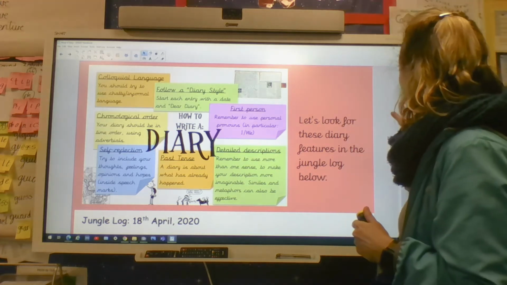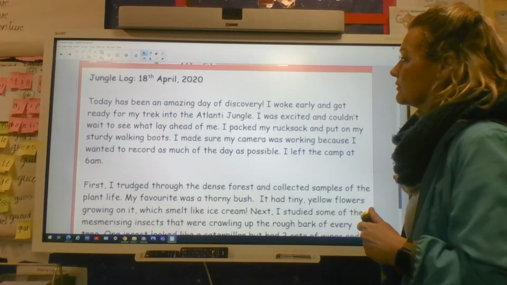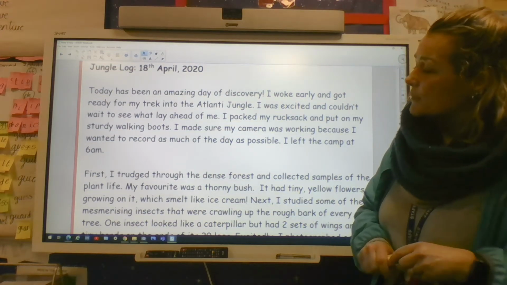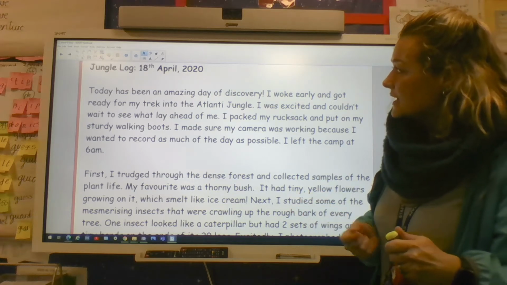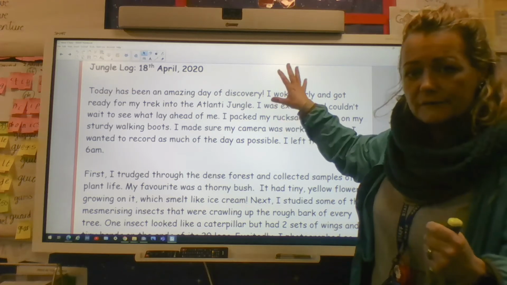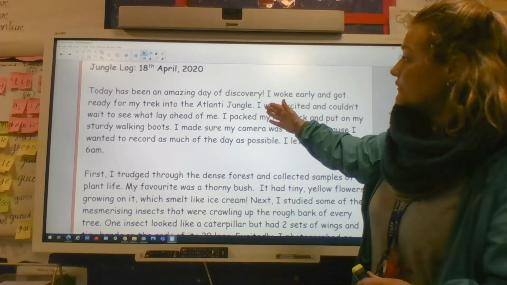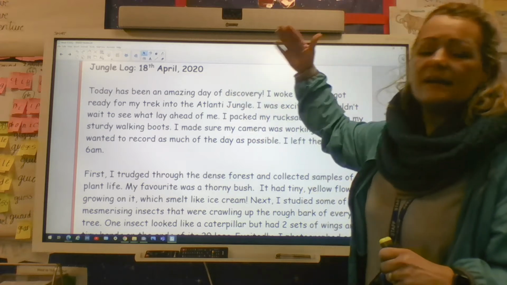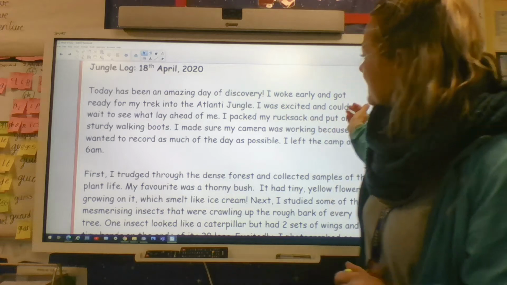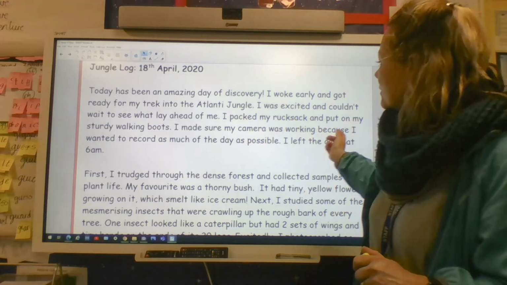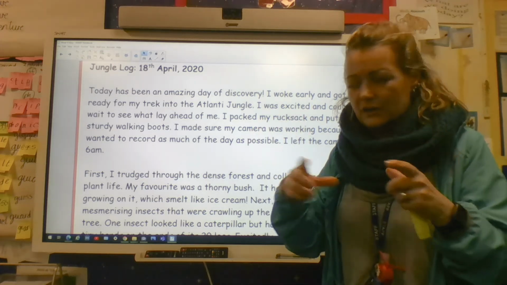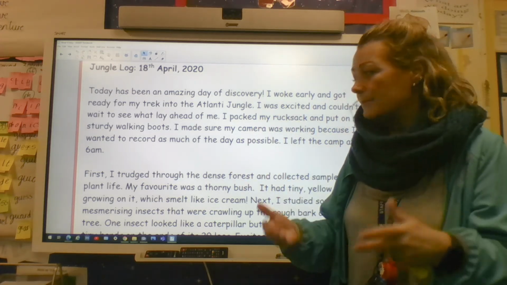If I scroll down to our jungle log, you have seen this already, so I'm not going to read it through, but what I can do is just draw your attention to the order. That's what I want to do really. If we look at the separate paragraphs, the first paragraph is talking about today's been an amazing day. I woke up early, I packed my rucksack, I made sure my camera was working, I left the camp. So the first paragraph is really an introduction almost to the day and what's happening.